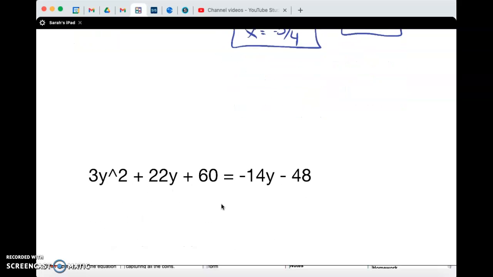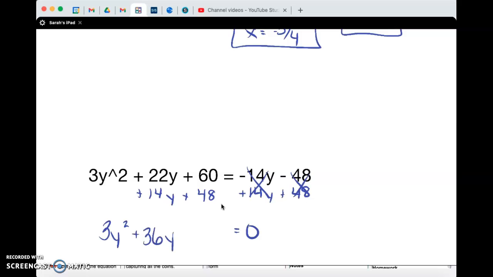Okay, so we're going to add 14y and 48. We want it equal to 0, so we're moving everything over. So that's gone, that's gone, equal to 0. And you are left with 3y squared plus 36y plus 108.